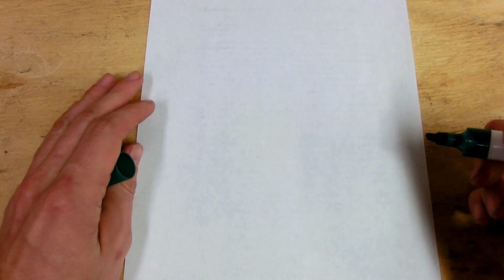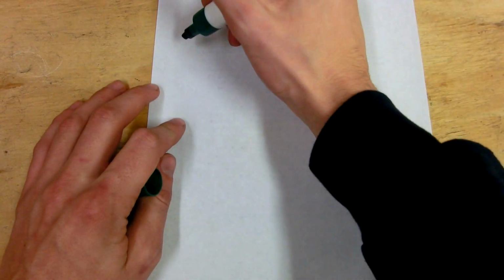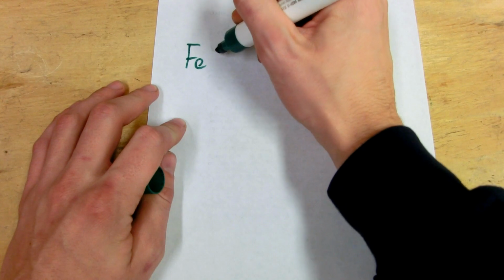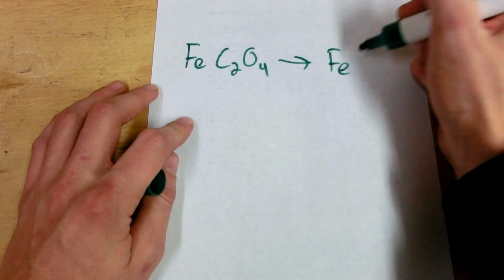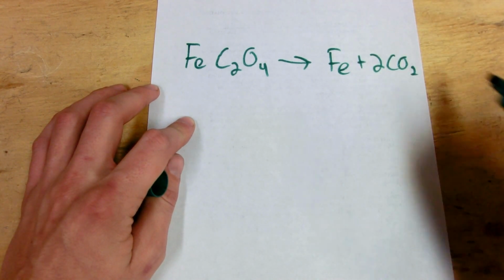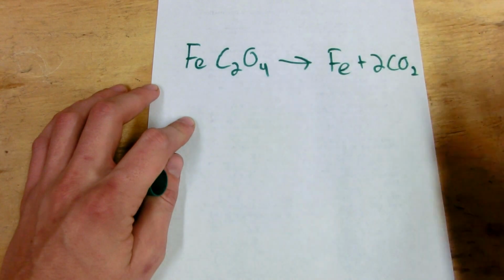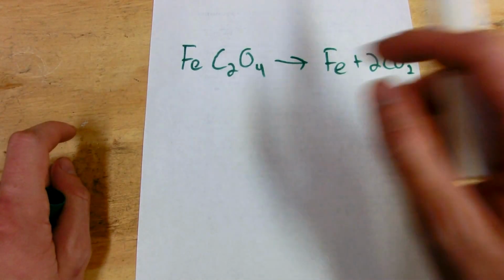So the thermal decomposition of iron oxalate is a perfect candidate for this reaction, because what we can do is take iron oxalate and heat it up, where it will give off iron metal and 2 moles of carbon dioxide. And as you can see, the oxalate anion is essentially 2 carbon dioxide molecules that are attached back to back. So anyway, how do we make iron oxalate?